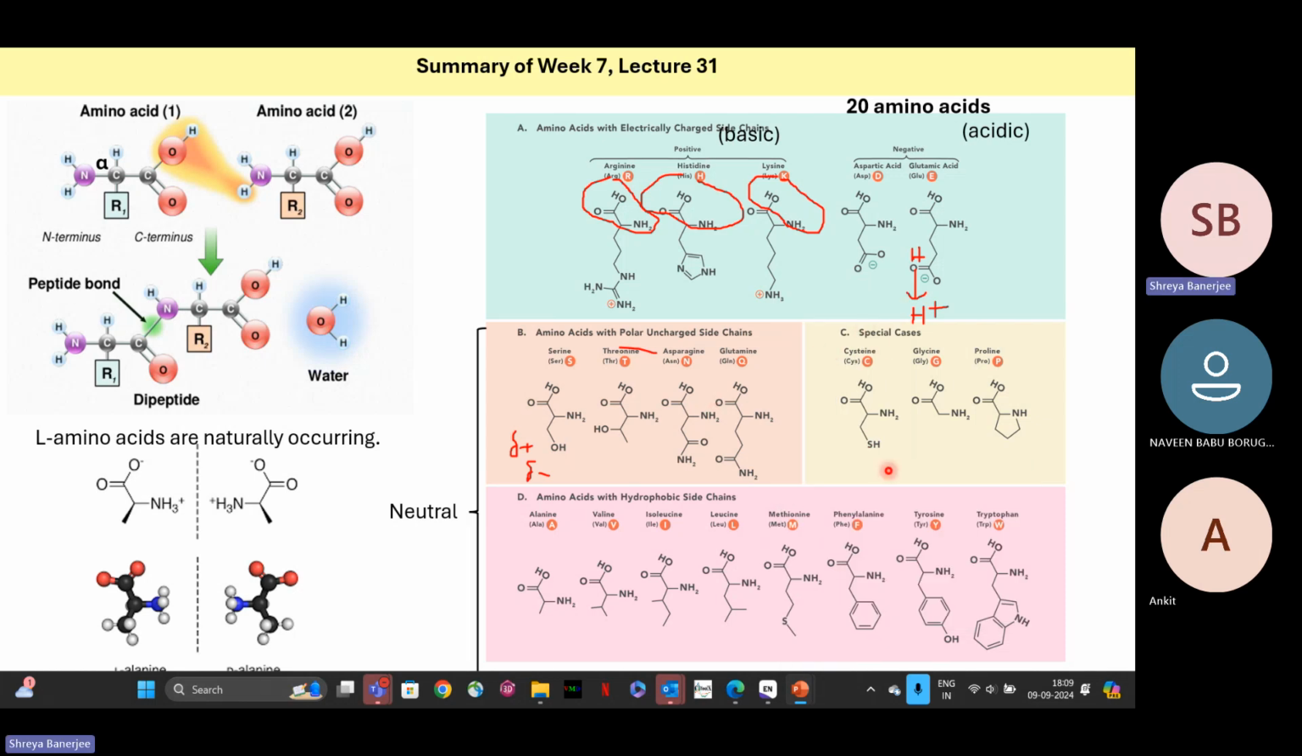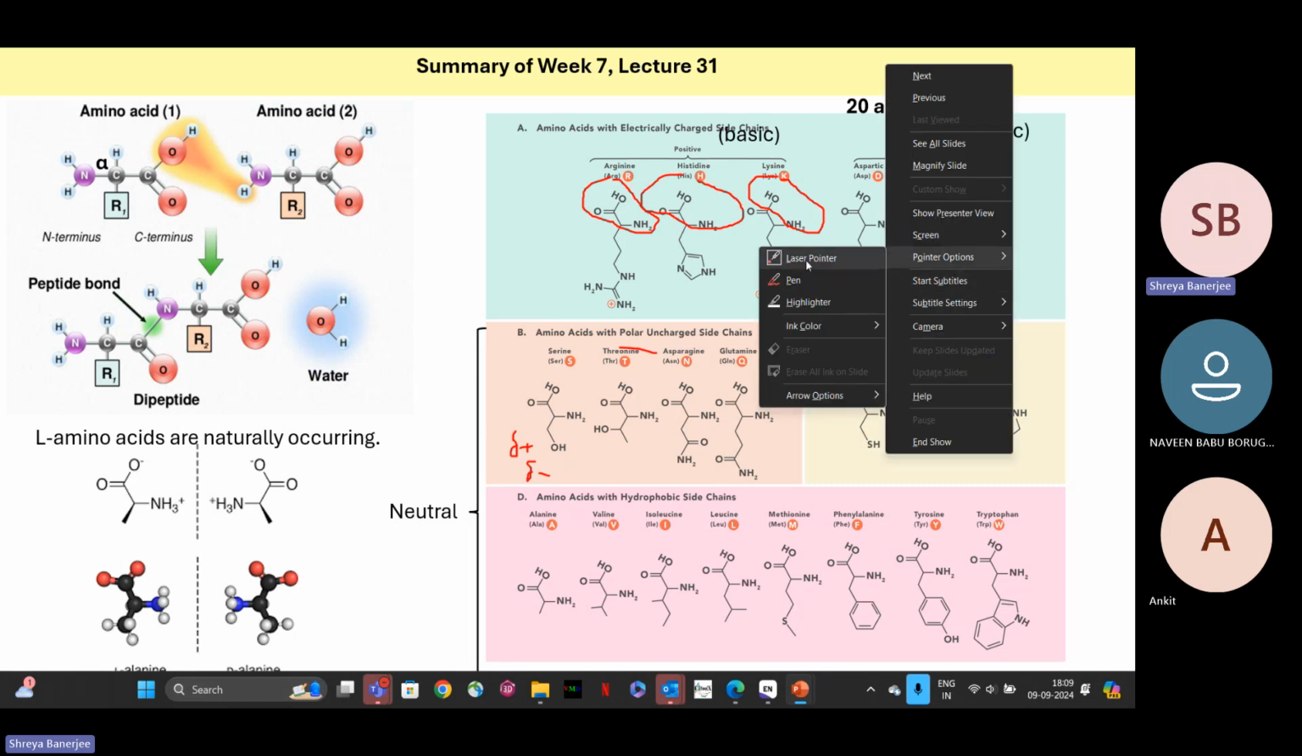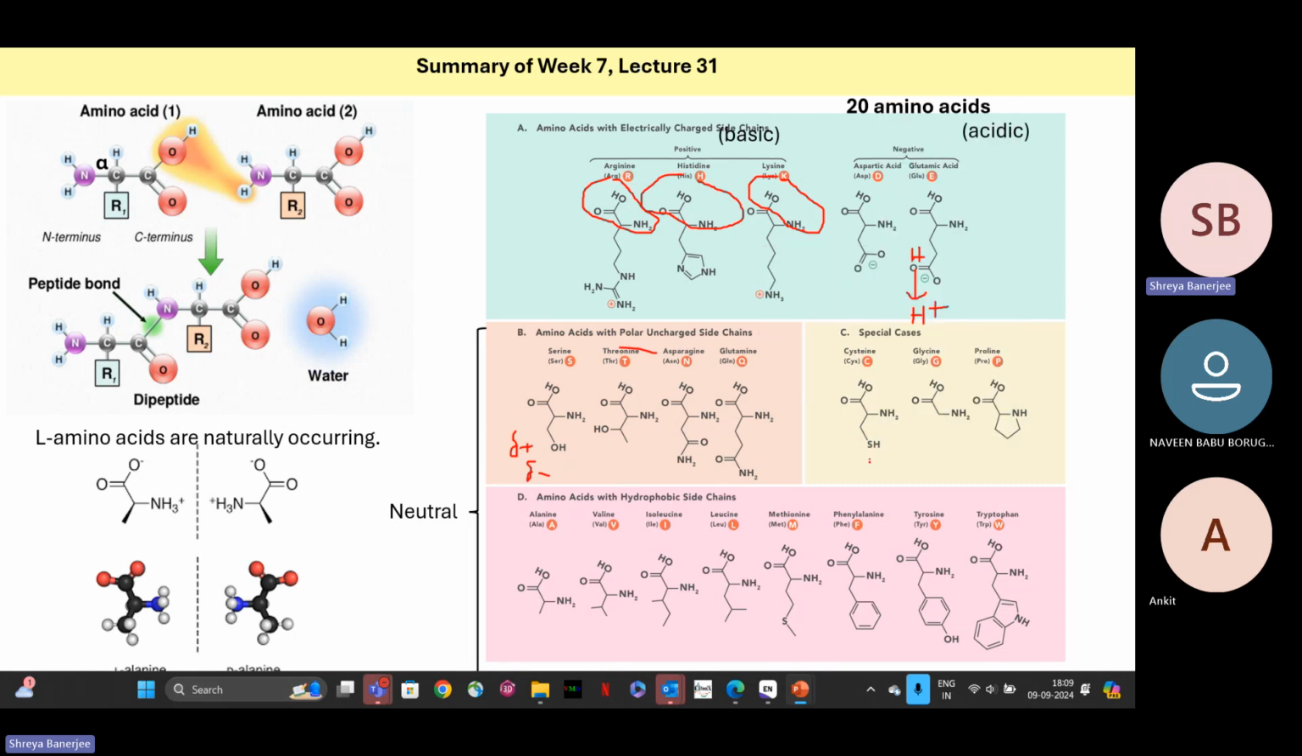So cysteine is special because it has a CH2SH group. So it has a sulfur group, and the special thing about cysteine is that two cysteine molecules can come close together. They can lose, so two cysteine molecules, and they can form a disulfide bond. They will both lose this hydrogen and they will form a disulfide bond.